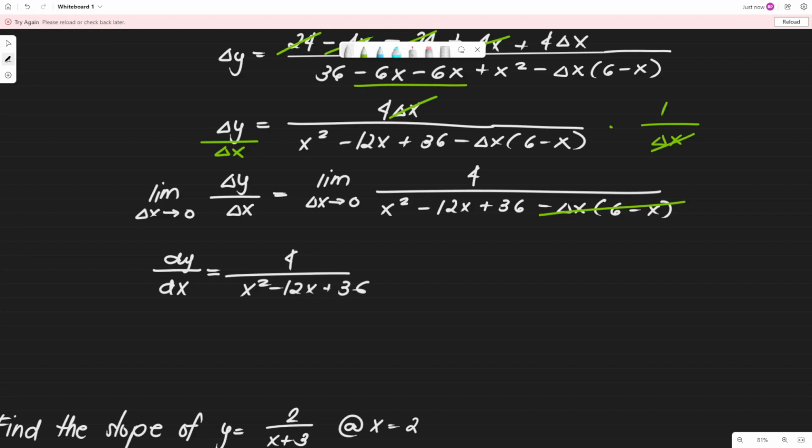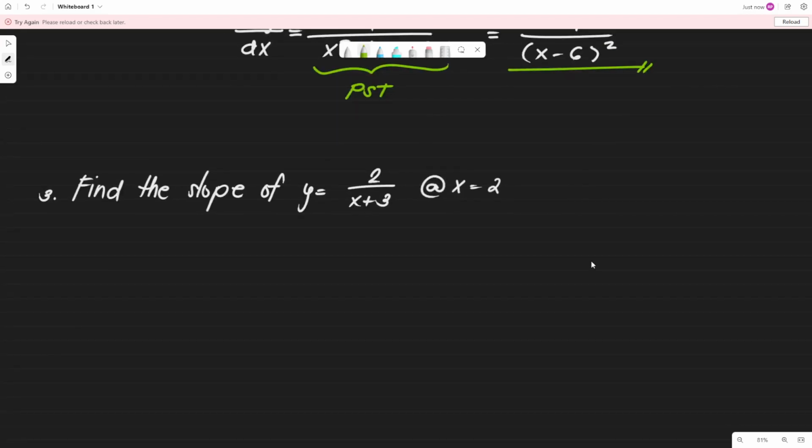Is this our final answer? No, it's not yet our final answer. Why? Because our denominator is actually a perfect square trinomial, so we still need to factor it. The factors of x squared minus 12x plus 36 is x minus 6 quantity squared. So this is our final answer. Very basic, very doable.